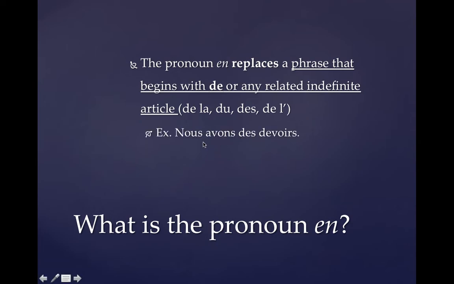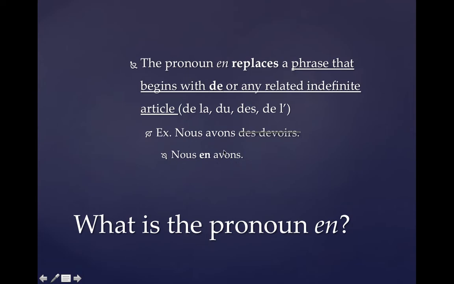So in this case, you could say nous avons des devoirs. So we're going to look for the phrase that we replace with the pronoun. In this case, that phrase would be whatever follows the indefinite article. So we're going to replace des devoirs, and we can simplify it by saying nous en avons. So instead of saying we have homework, we have some.